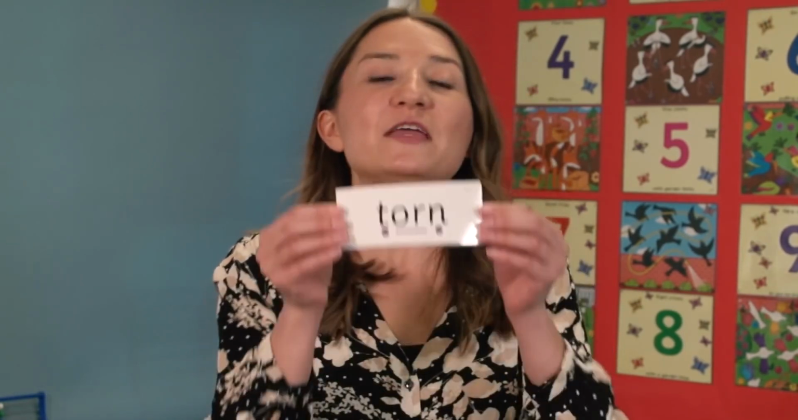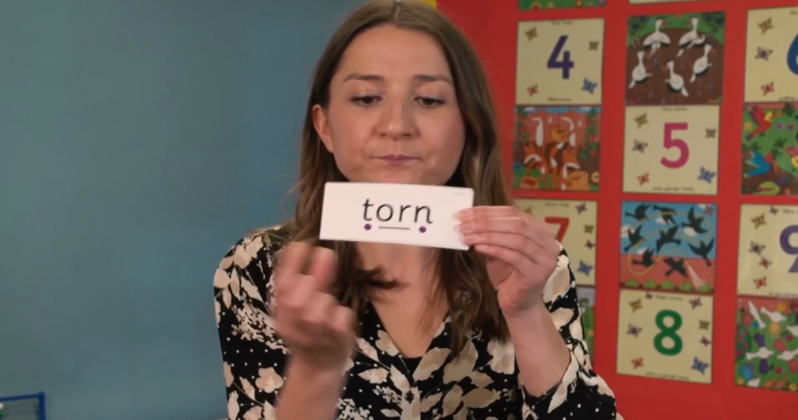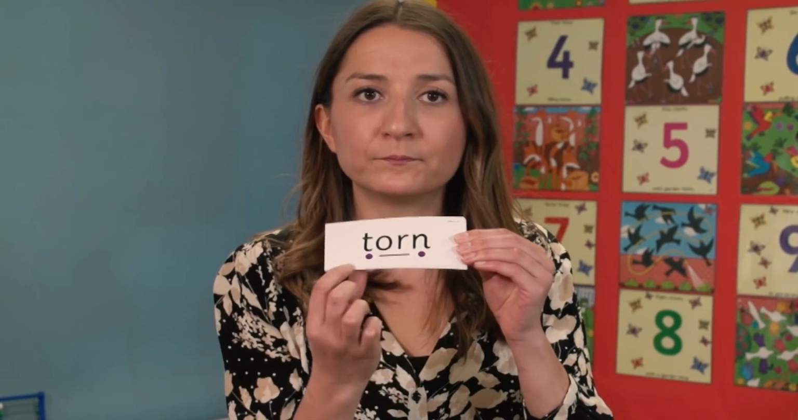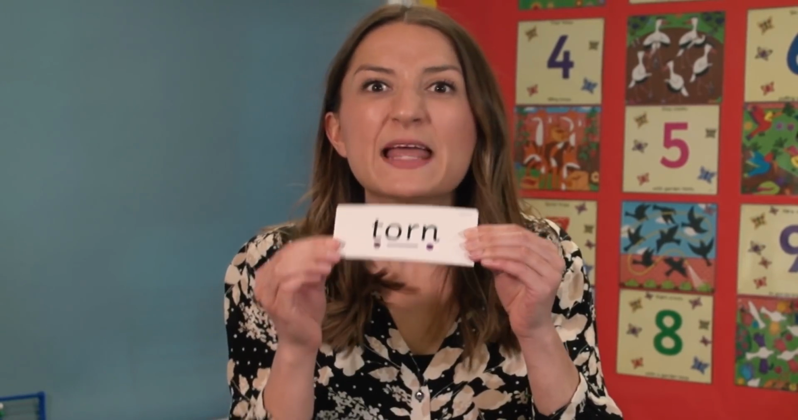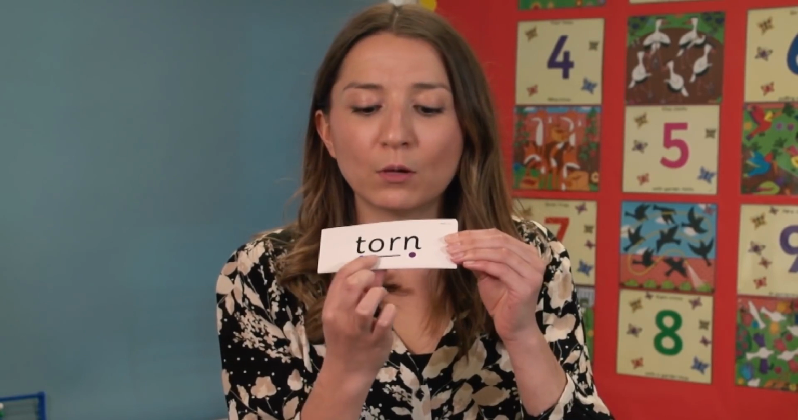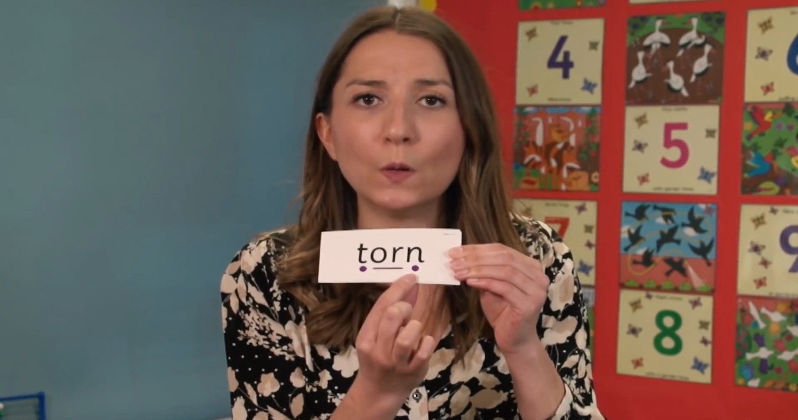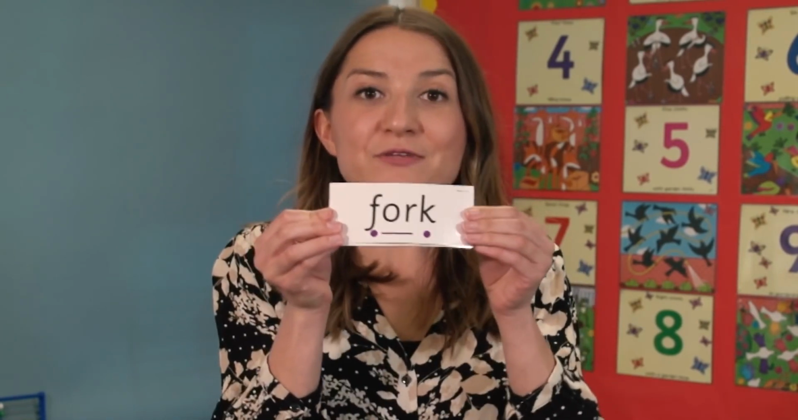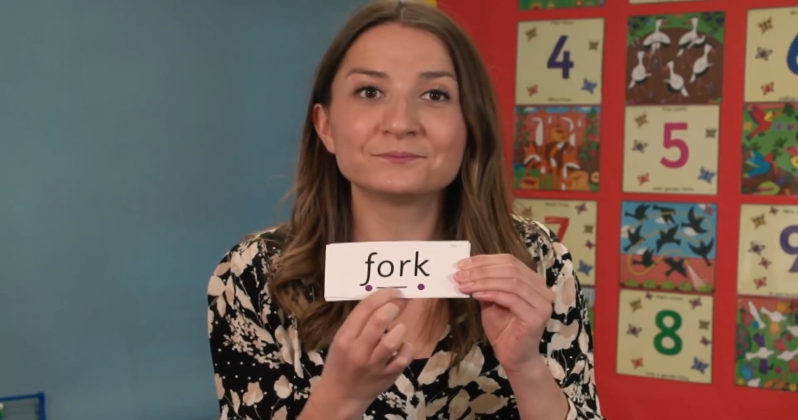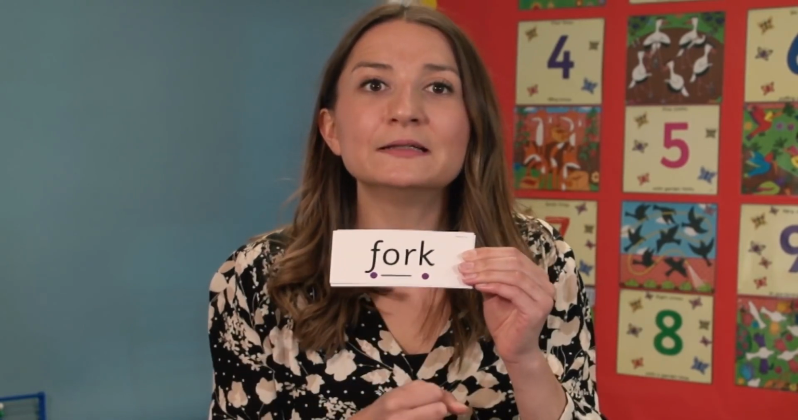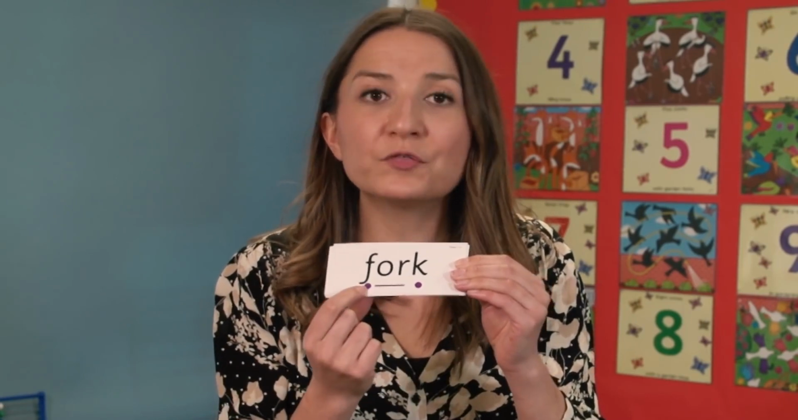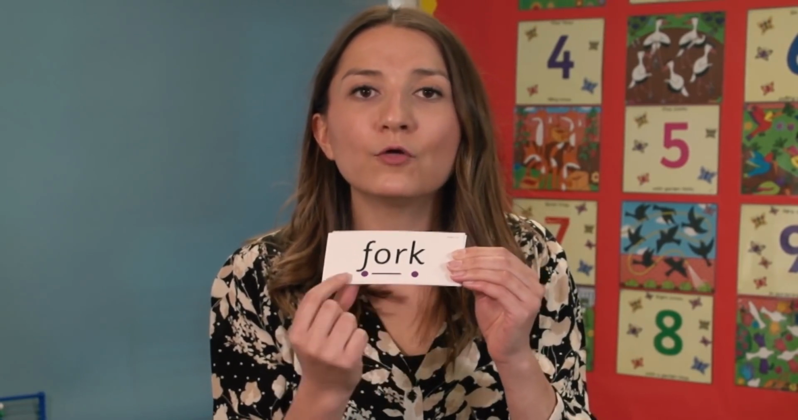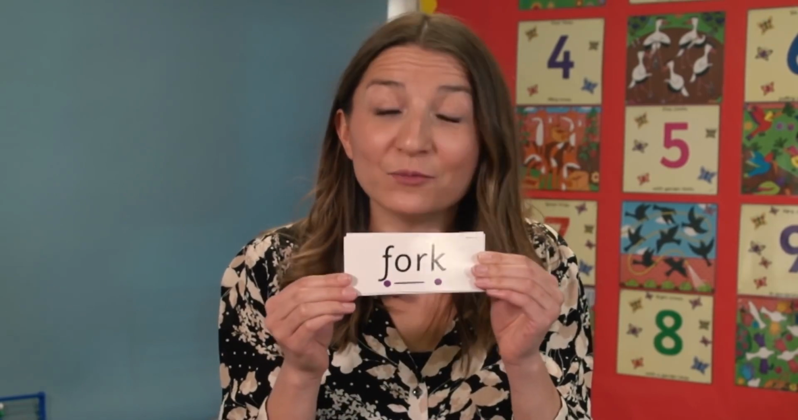Now, let's read some words with our new sound, or. Sound talk each grapheme and then blend to read the word. Now, let's read the word together. T, or, n. Torn. Did you get it right? Read each grapheme and then blend to read the word aloud. Now let's read the word together. F, or, k. Fork. I ate my dinner with a fork.